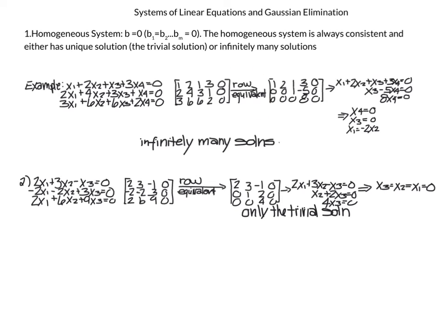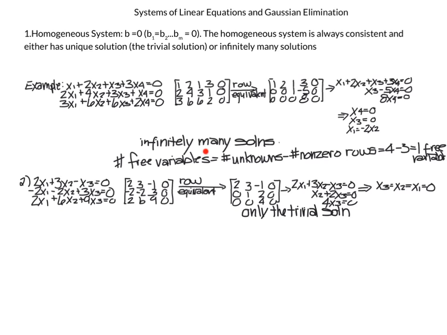And it is row equivalent to this matrix here: 1, 2, 1, 3, 0, 0, 0, 1, negative 5, 0, and 0, 0, 0, 8, 0. So I do my backward substitution, and I get x4 equals 0, x3 equals 0, and x1 is equal to minus 2x2. Since I have this free variable, that means there are infinitely many solutions, because every time I plug in a value for x2, I get another solution, and there are infinitely many ways I can plug in for x2. So here is a homogeneous system of equations that has infinitely many solutions.